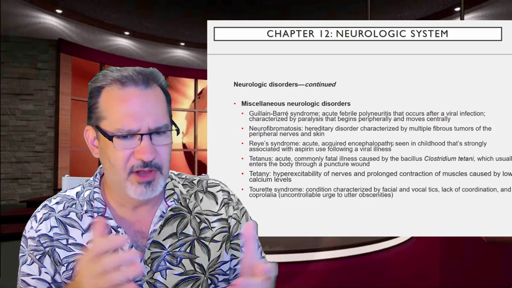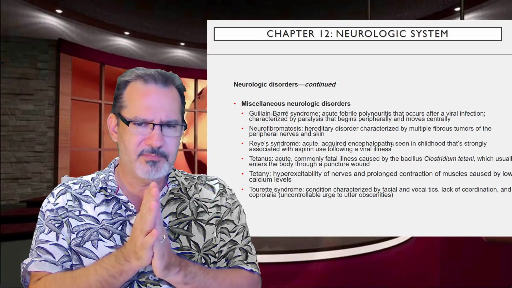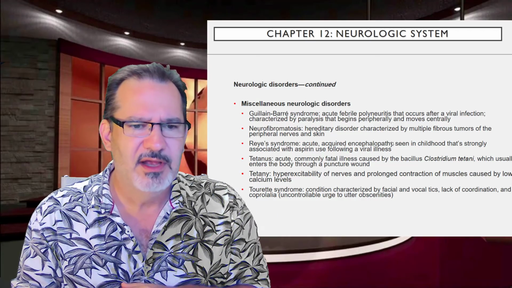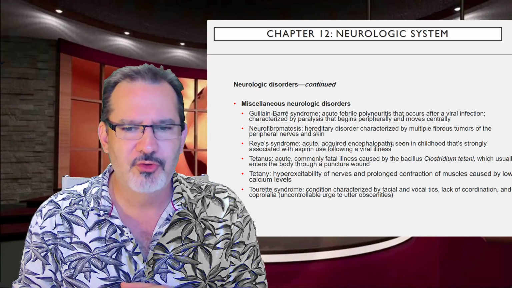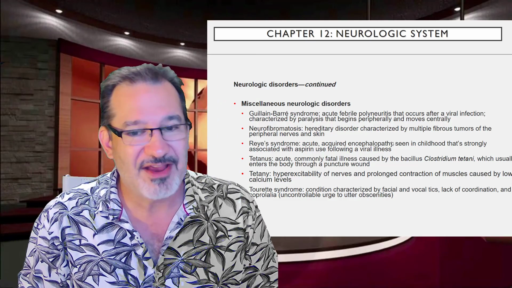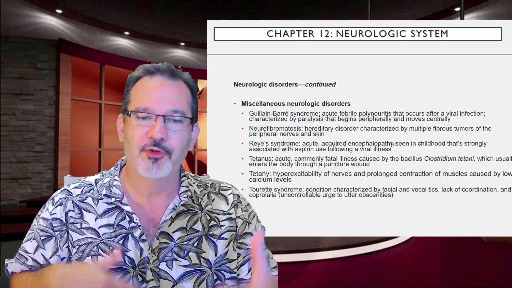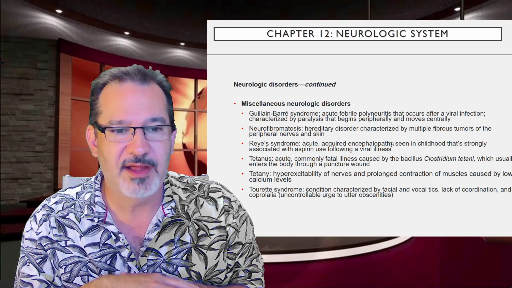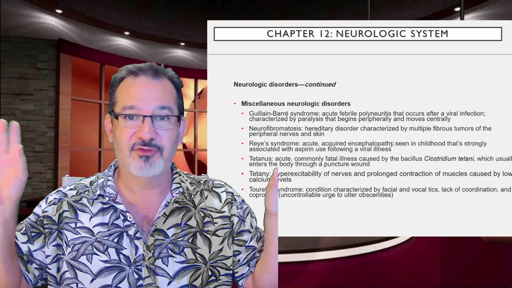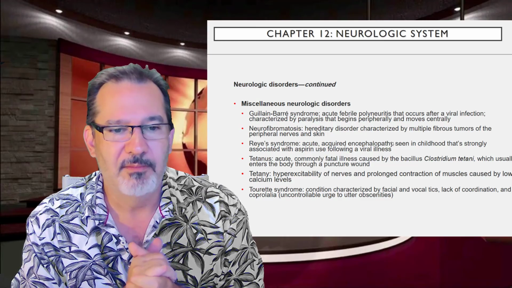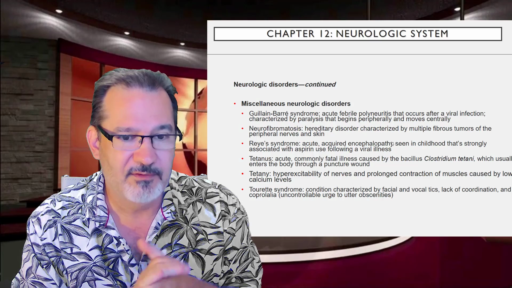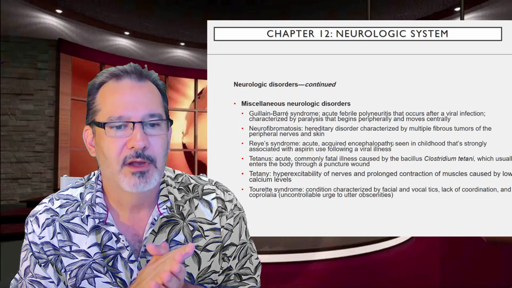Okay, miscellaneous neurologic disorders. If anybody's received a flu shot recently, I did today myself. Guillain-Barré. Acute febrile polyneuritis that occurs after a viral infection. Okay, so multiple nerves are usually affected by this, characterized by paralysis that begins peripherally, so from the outside, and moves centrally. This is a common question asked before we give a flu shot, if you've ever encountered Guillain-Barré. Okay.